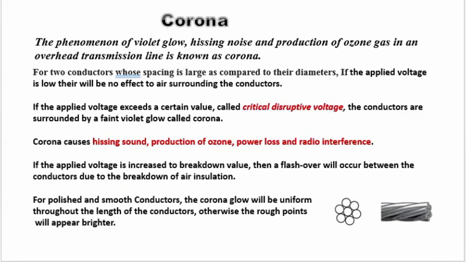The corona produces hissing sound and ozone, and corona causes power loss and radio interference. If the applied voltage is increased to a breakdown value, then flashover will occur between conductors due to the breakdown of air insulation. And for a polished and smooth conductor, the corona glow will be uniform throughout the length of the conductor. Otherwise, some rough points will appear brighter.